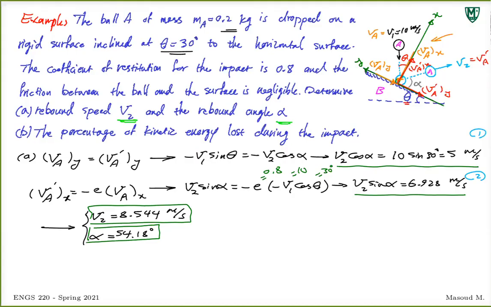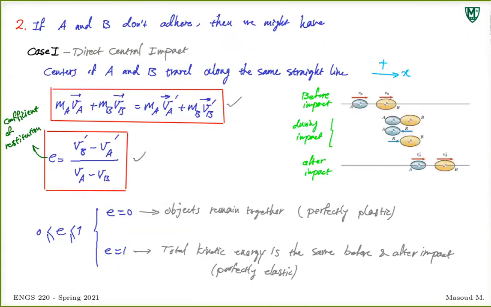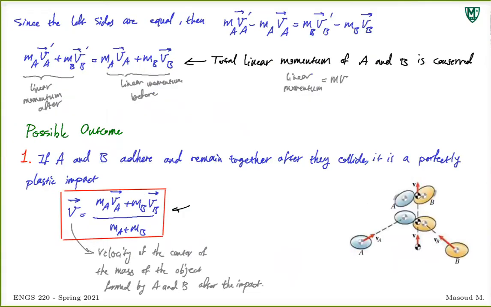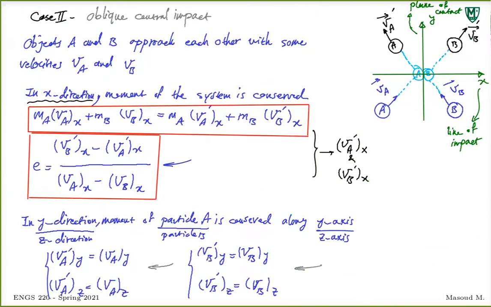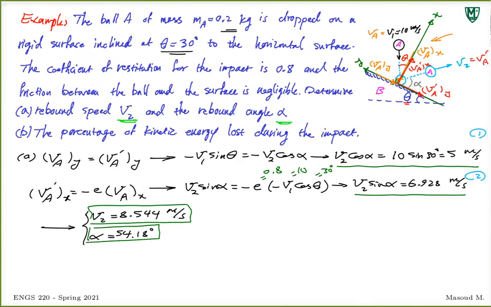Remember, all the equations you have are just these. Like for oblique central impact, this is what you have. These are what you have. You know, in X direction, it's similar to central impact. You just have to take into account the X component of velocities. And for direct central impact, this is all you have. If they adhere together, stick together, that's pretty straightforward. It's just one relationship. All right. That was part A of this example.